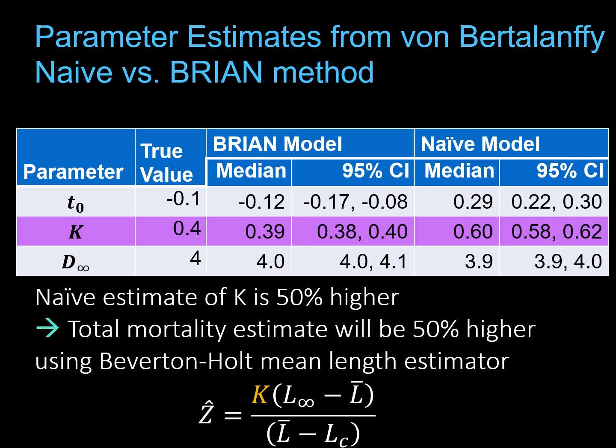And if you're using a total mortality estimator, such as the Beverton-Holt mean length estimator shown below, your total mortality estimate will be 50% higher, and this can have drastic consequences for your management.